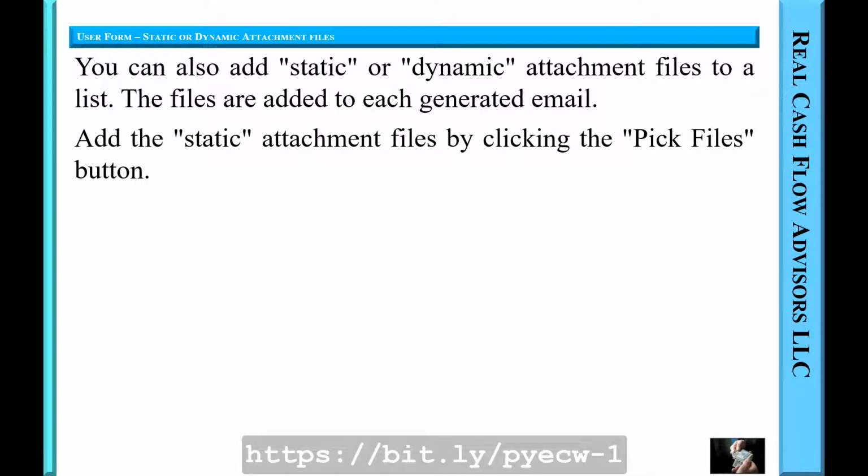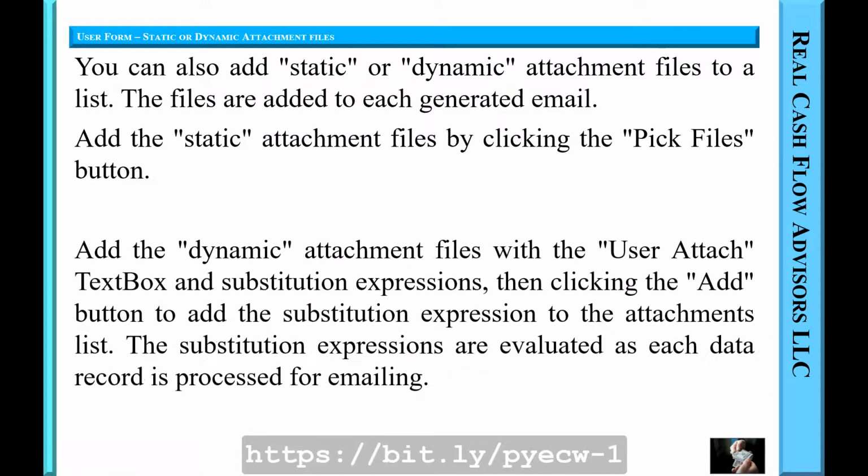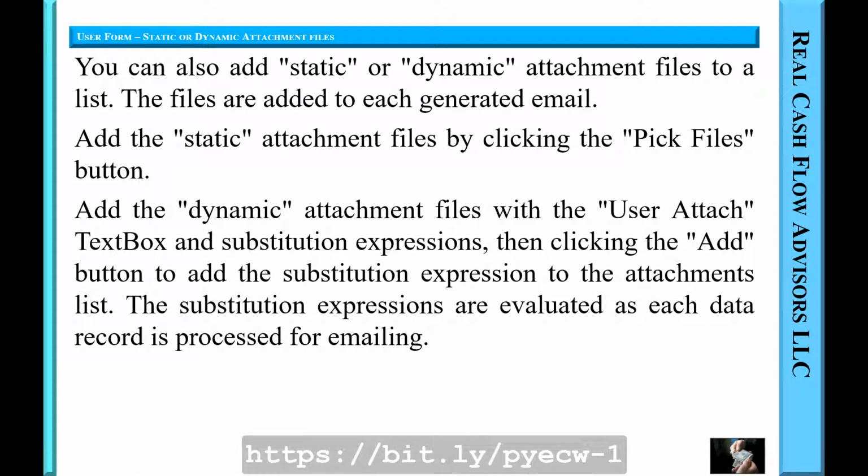Add the static attachment files by clicking the Pick Files button. Add the dynamic attachment files with the User Attach text box and substitution expressions, then clicking the Add button to add the substitution expression to the attachments list. The substitution expressions are evaluated as each data record is processed for emailing.